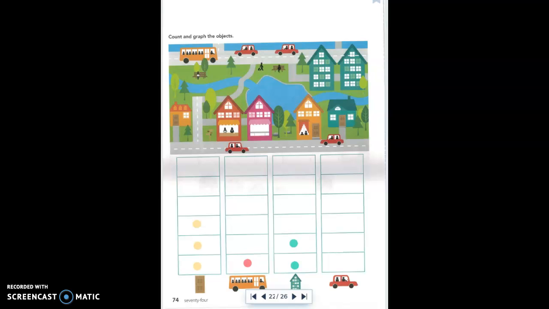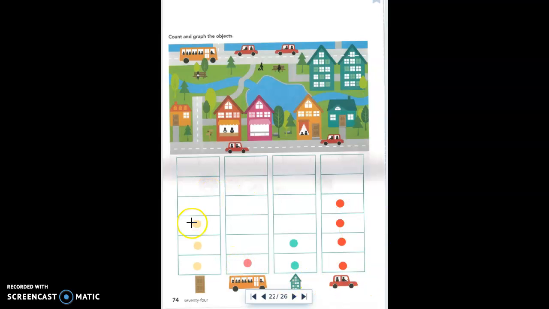And then finally, I've got to do the red cars. I'm going to grab a red for this. I like to have my graph color match the key color as much as possible. So 1, 2, 3, 4 cars. So starting down here, 1, 2, 3, 4.